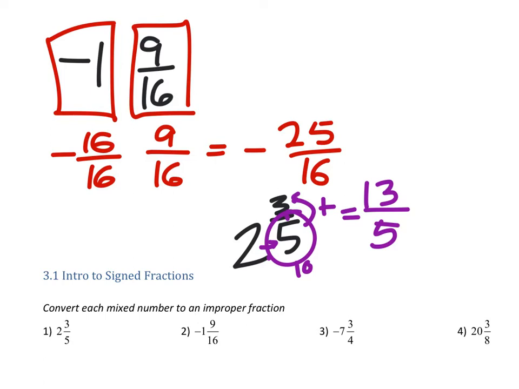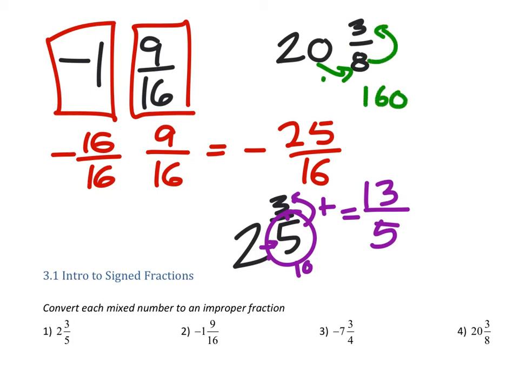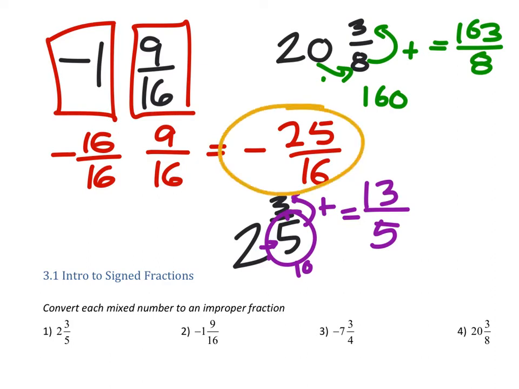So this one, we got 20 and 3/8. So we'll use that process again. 20 times 8, again that's multiply. That's going to be 160. And then we'll add the 3. So this ends up being 163 over 8, improper fraction. So there's number 2, number 1, and number 4.